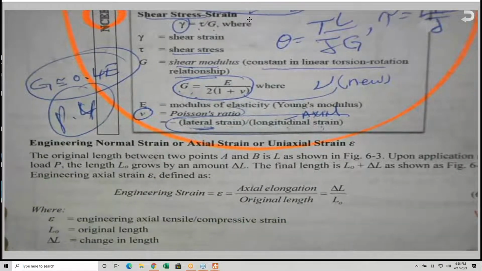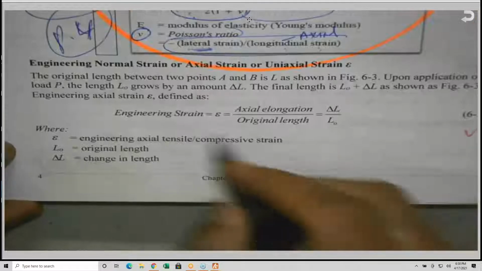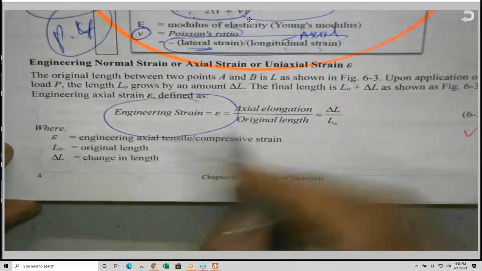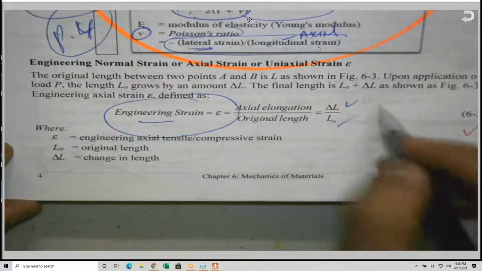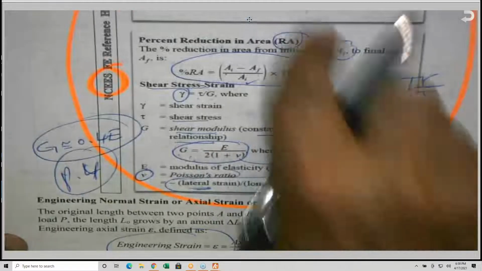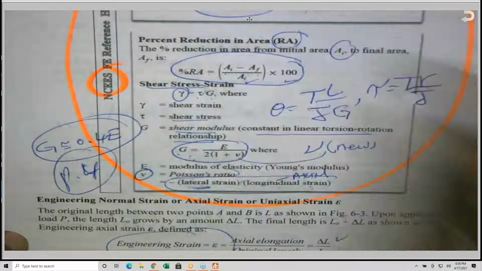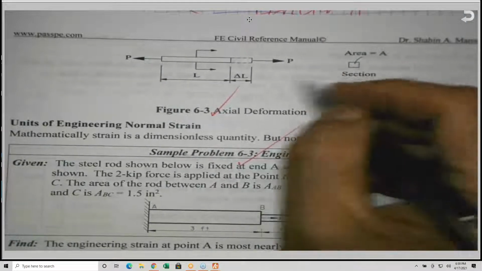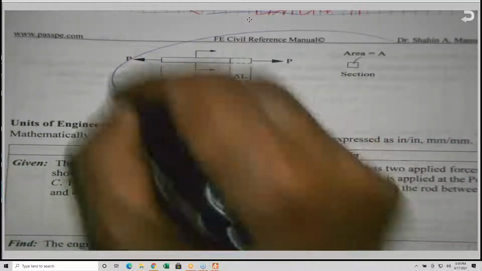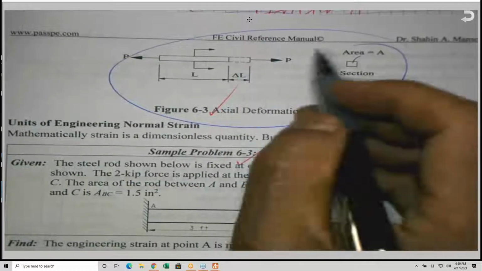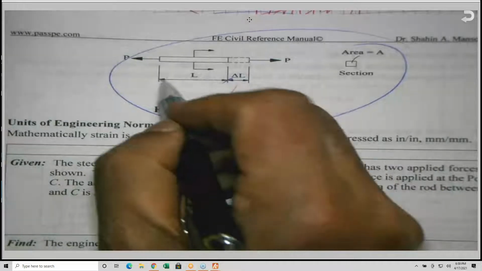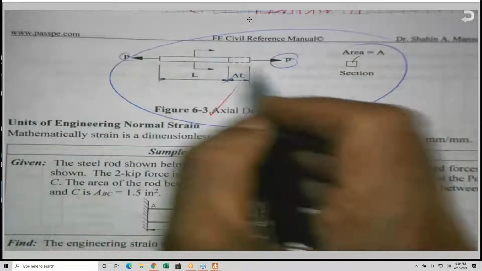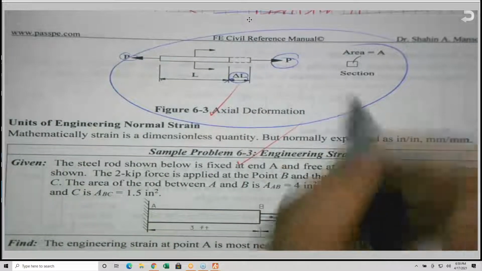So, I'm still here on the strain. Engineering strain is equal to delta L over L sub O, as given here. Here is the elongation: delta L over L sub O, or strain. I have a figure here to illustrate what is meant by axial deformation. The member was originally length L, but because we are applying a tensile force, it elongates by delta L.